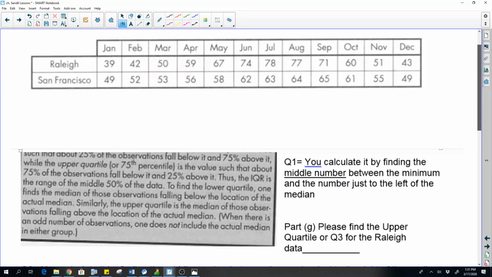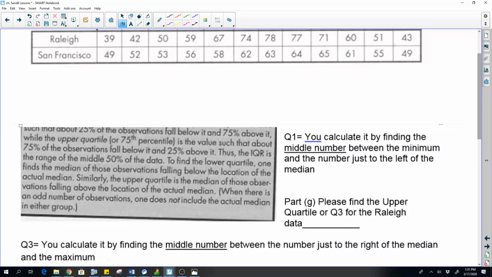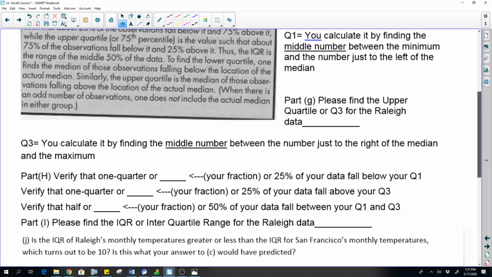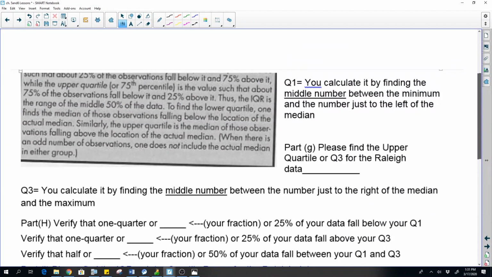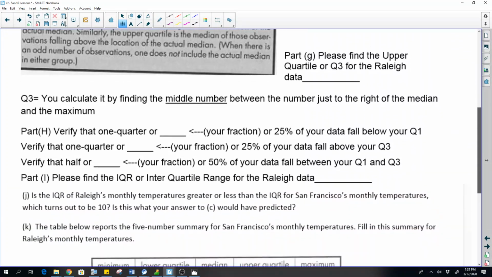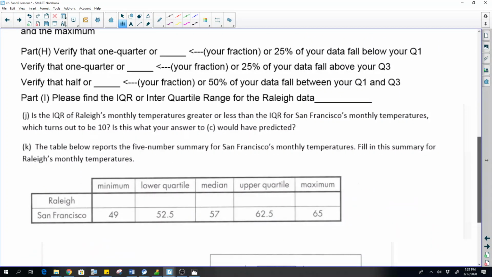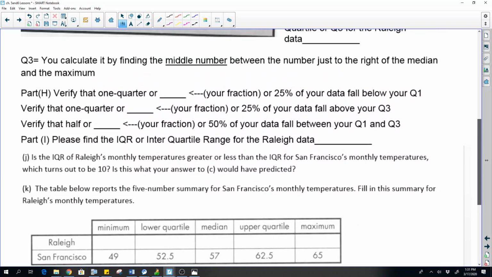Statistics. Okay, you calculate it by finding the middle number between the minimum and the number just to the left of the median. So the example we're going to give you is for Raleigh, and let me double check. Yeah, this is for Raleigh. So I'm actually going to do San Francisco. Oh, they did San Francisco for us. So let's show you how they actually did that, okay?